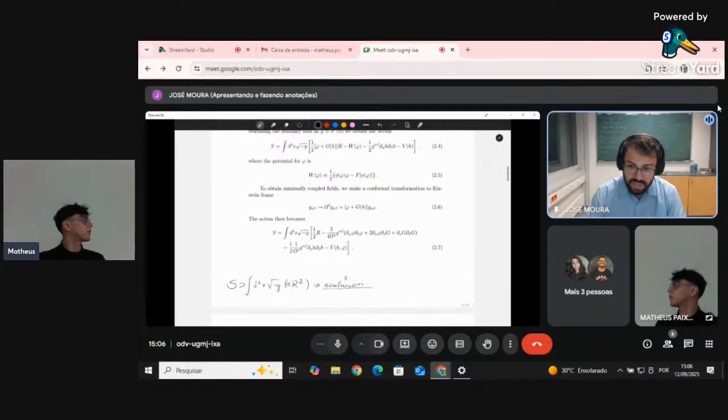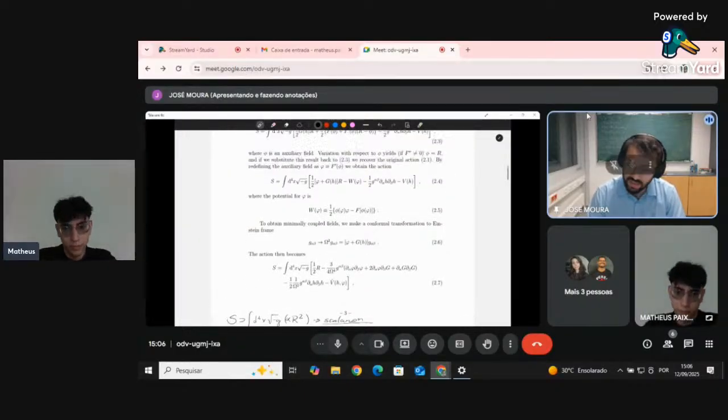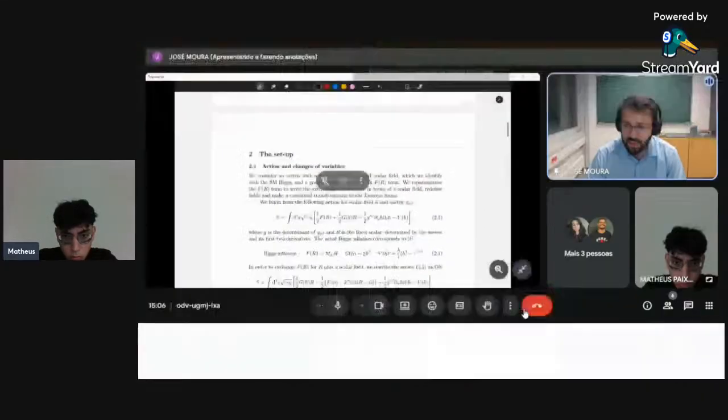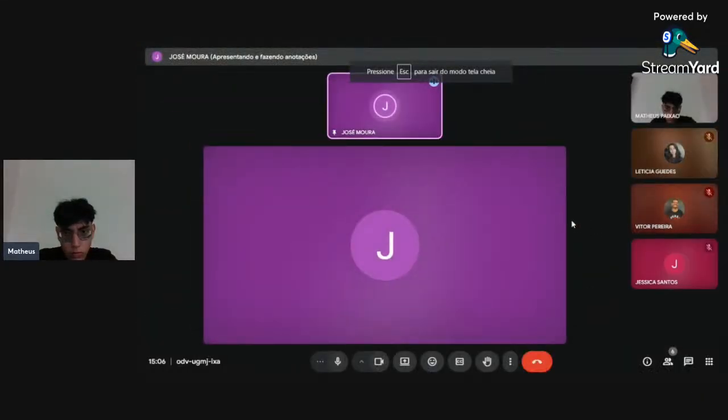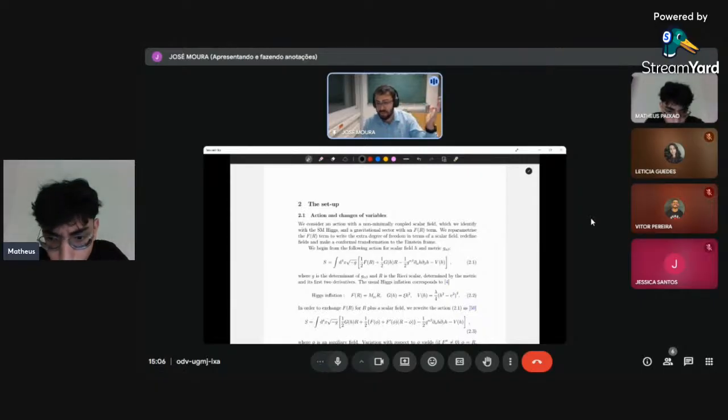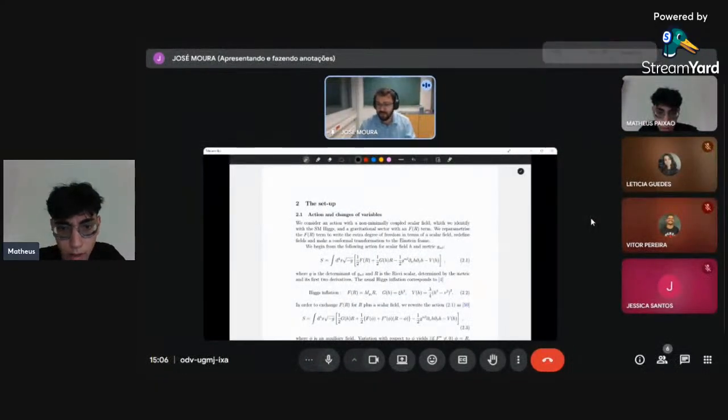Well, you know that this works very well, and then there are some works that try to make the Higgs the inflaton, which is a good idea from my point of view. Because if you think about it, the inflaton has to be a scalar field. The most natural scalar field we have is the Higgs.